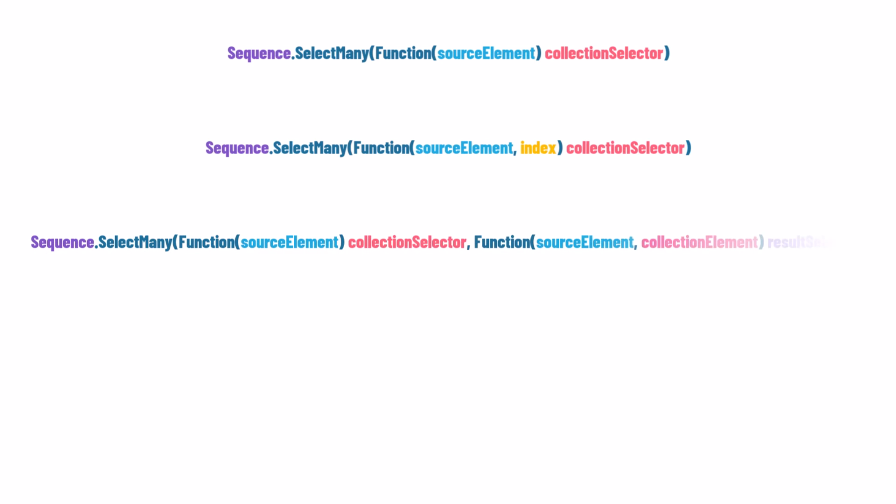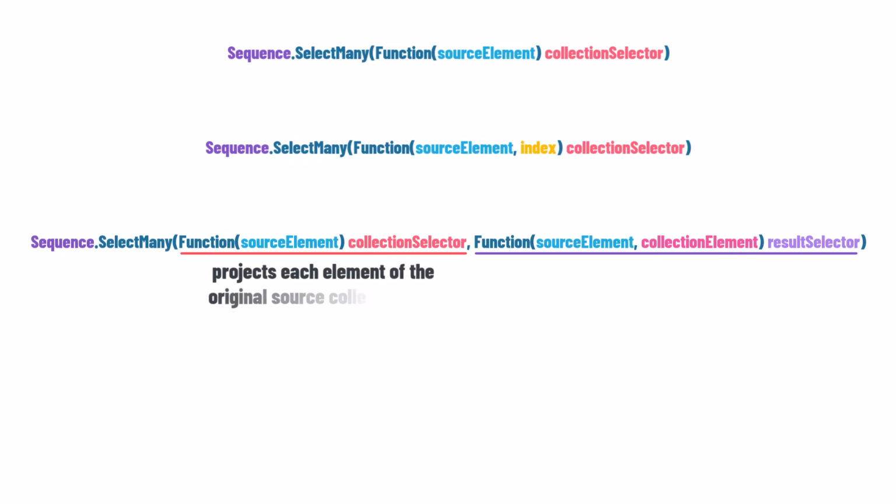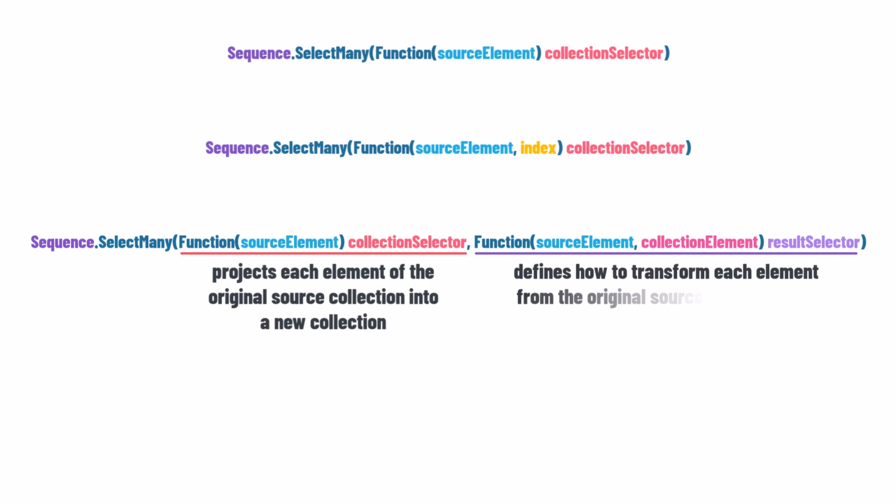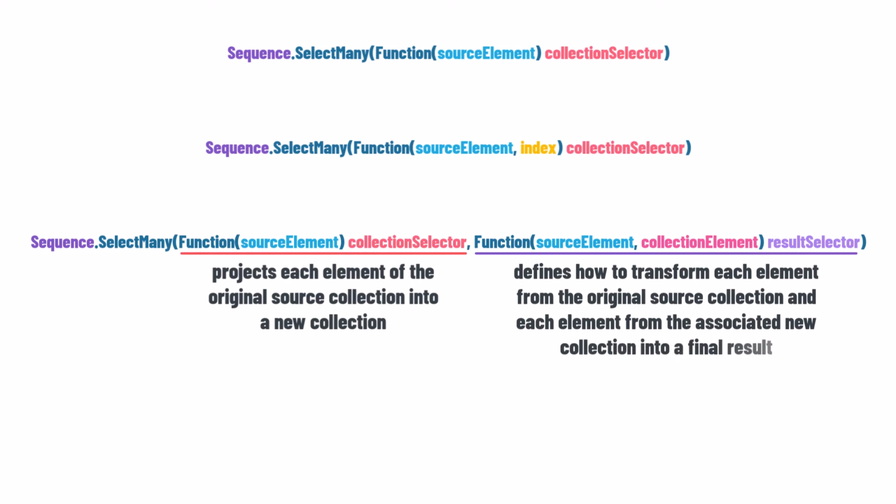This is the structure of the third overload, which is similar to the first overload. We have two lambda expressions. The first one is exact the same such as the first overload. This projects each element of the original source collection into a new collection. The second lambda expression defines how to transform each element from the original source collection and each element from the associated new collection into a final result. To understand it better, let's consider the following example.